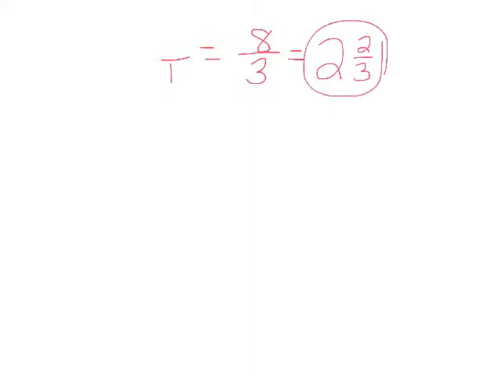So I'm going to put 4/1 because it's a whole number. I'm going to multiply my numerators, so I get 8. And when I multiply my denominators, I get 3. 3 goes into 8 2 times with 2/3 left over. So my answer is 2 2/3.